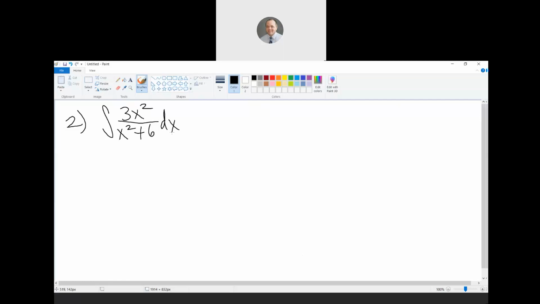Anytime the highest exponent is at the top of your problem, or the highest exponent is the same, like in this case here where we both have x squared, then use long division to first simplify your fraction. So over here, I'm going to take x squared plus 6 and divide it into x squared. Now, x squared can go into itself just one time.